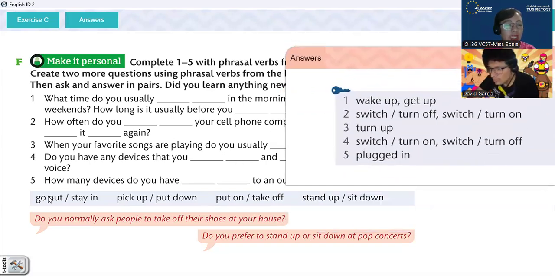Uh-huh. And remember, using any of these phrasal verbs in the box, go out, stay in, pick up, put down, put on, take off, stand up or sit down, make at least one question using any of these ones. So you will prepare four questions for your classmates for tomorrow, please. Yes, in the Speaking Friday. All right? Okay, because you will have a conversation about different technology items and different devices, right?